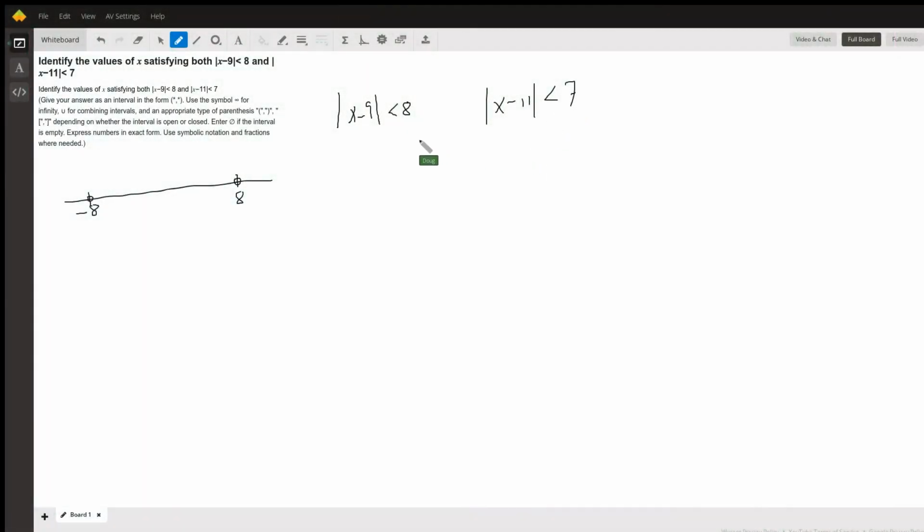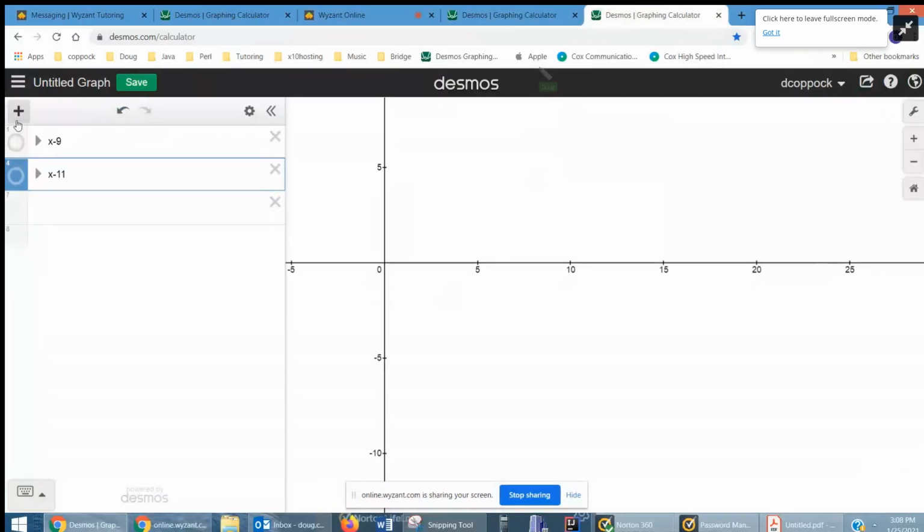Okay, the idea here is to find the values of x that make this inequality true, the values for x that make this inequality true, and then figure out where those two sets of numbers overlap or intersect each other. Okay, so let's go to Desmos to actually see what's going on here.